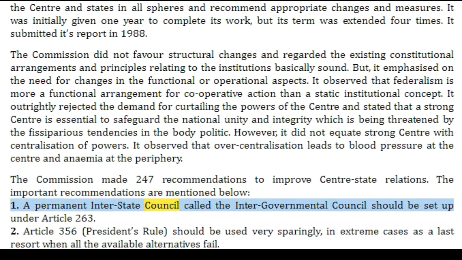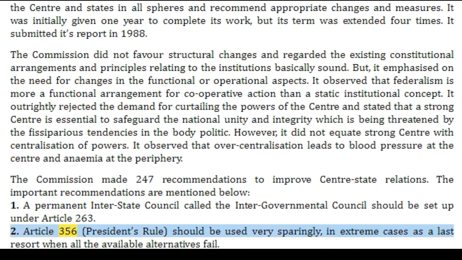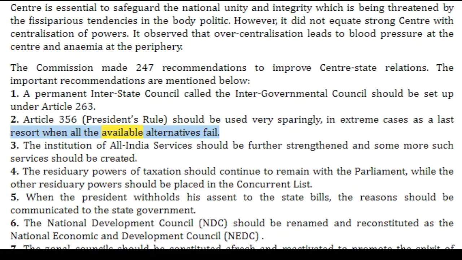1. The permanent interstate council called the Inter-Governmental Council should be set up under Article 263. 2. Article 356, President's rule, should be used very sparingly, in extreme cases, as a last resort when all the available alternatives fail. 3. The institution of All India Services should be further strengthened, and some more such services should be created. 4. The residuary powers of taxation should continue to remain with the Parliament, while the other residuary powers should be placed in the concurrent list.